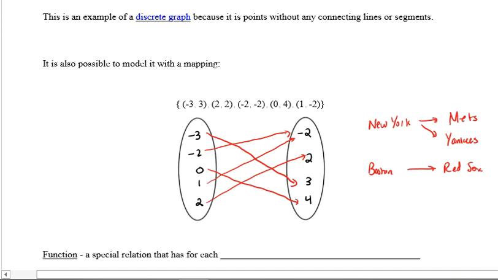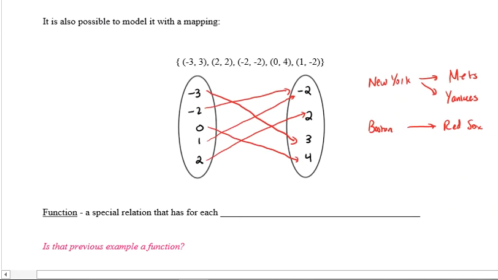So a function is a special relation that has for each input only one output. So here, is each input only going to one output? That's a yes. How about this one with my New York and Boston? That's a no, because you can see how New York is going to two different things.